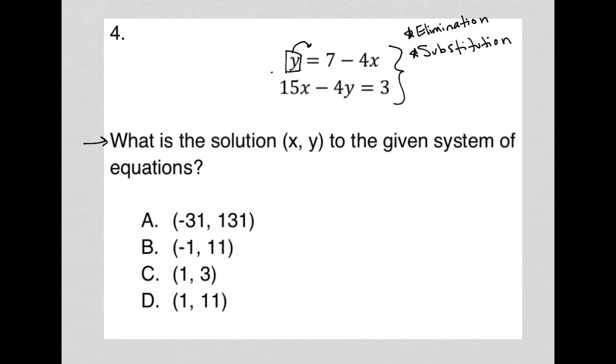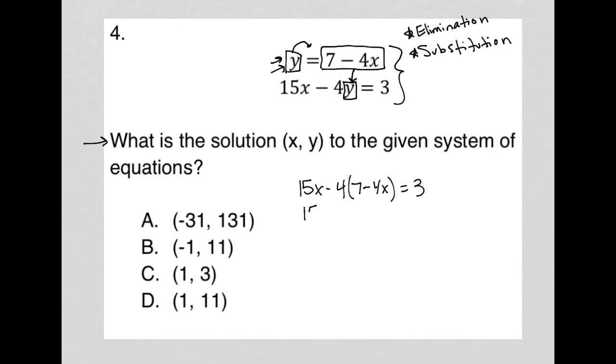So the fact that we have y isolated here, that means I can take what we know y is equal to, in this case 7 minus 4x, and plug it into the y for the second equation. So our second equation would become 15x minus 4, and instead of y, I'm replacing y with (7 minus 4x) equals 3. So now I have an equation that only has one unknown, which is the x value.